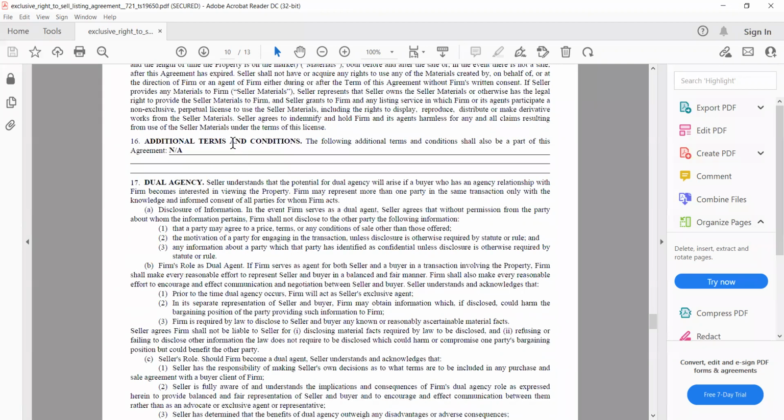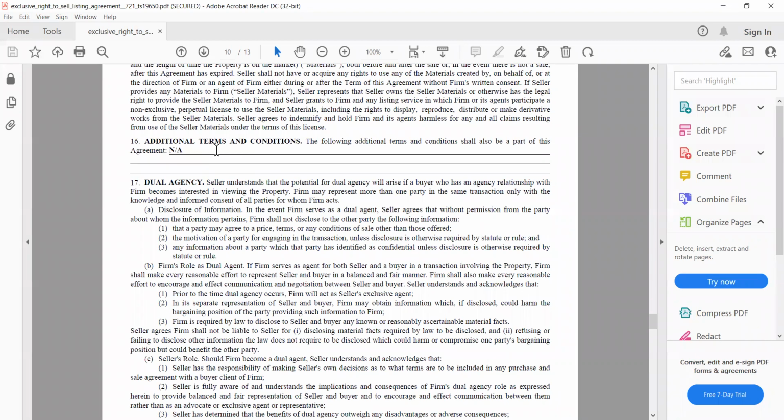Number 16, additional terms and conditions. Okay, I've used this in the past. I'm going to mention the example, and I always tell agents, don't reduce your commission, don't give up your commission. But I have a special program that I use. I've been doing it for probably 12 of the 16 years I've been in business.